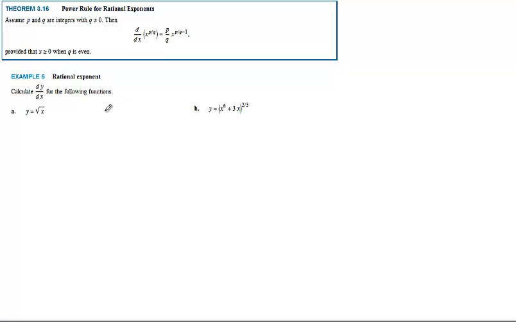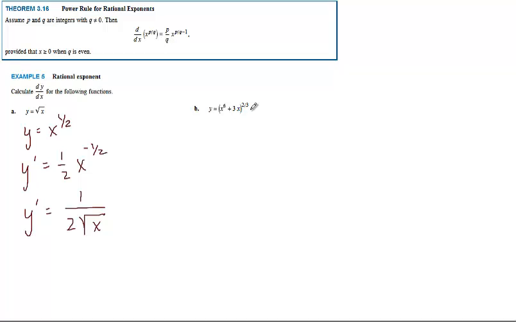Example 5, we're using the power rule for rational exponents. So I'll write this as y equals x to the 1/2. Kind of been using this anyway. Y prime is, bring down your power, 1/2. X to the 1/2 minus 1 is negative 1/2. Cleaning it up, y prime equals, this negative exponent means it's in the denominator, 1 over 2 square root x. All done with that one.